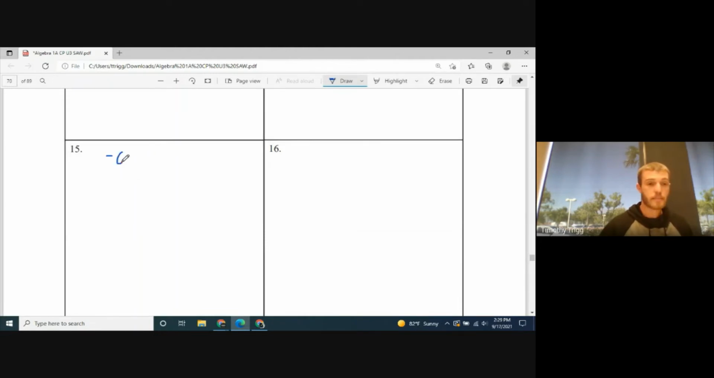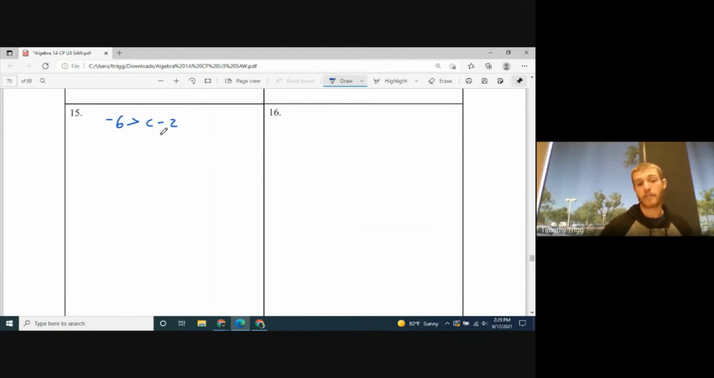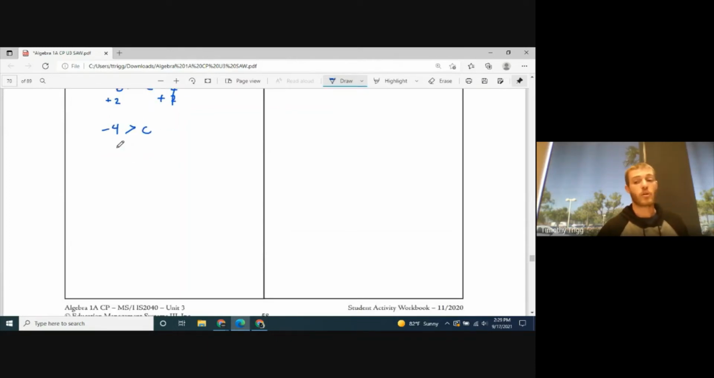So we have -6 is greater than c minus 2. Now again, I'm trying to get c by itself. So what I'm going to do is add 2 to both sides. This will give us -4 is greater than c, because this cancels. So -4 is greater than c. So how is that going to look on the number line? Well, I'm going to put my 0, going to put my -4. I know it's going to be an open circle, but notice I've got -4 is greater than c. In other words, the values that are going to work for c need to be less than -4.